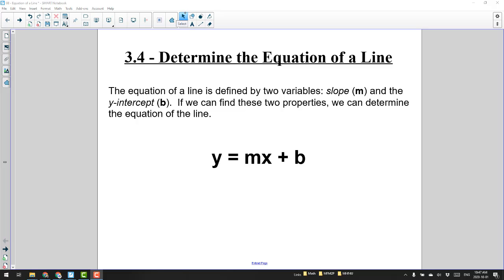So today we're going to be looking at section 3.4, which is how to determine the equation of a line. It all depends on what information you're being given; that will tell us how much work we need to do, but ultimately there are two things. For every question of this type, there are two things we need to do. We need to figure out the slope, and we need to figure out the y-intercept, m and b. Those are the two numbers that we need.